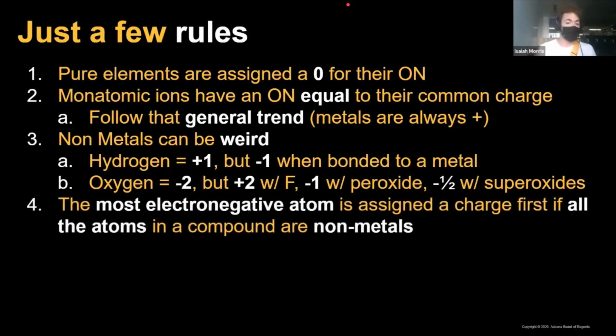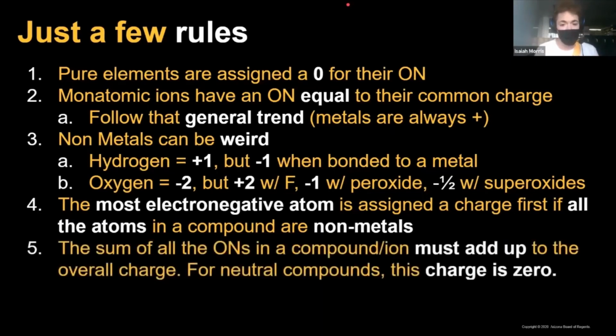If all the atoms in a compound are nonmetals, that's a general rule of thumb. And last but not least, the sum of all of the oxidation numbers in a compound or ion must add up to the overall charge. For most neutral compounds, the charge will be 0. But sometimes you can have NH4 plus, and then you know that all of the oxidation numbers in that molecule itself have to add up to +1.